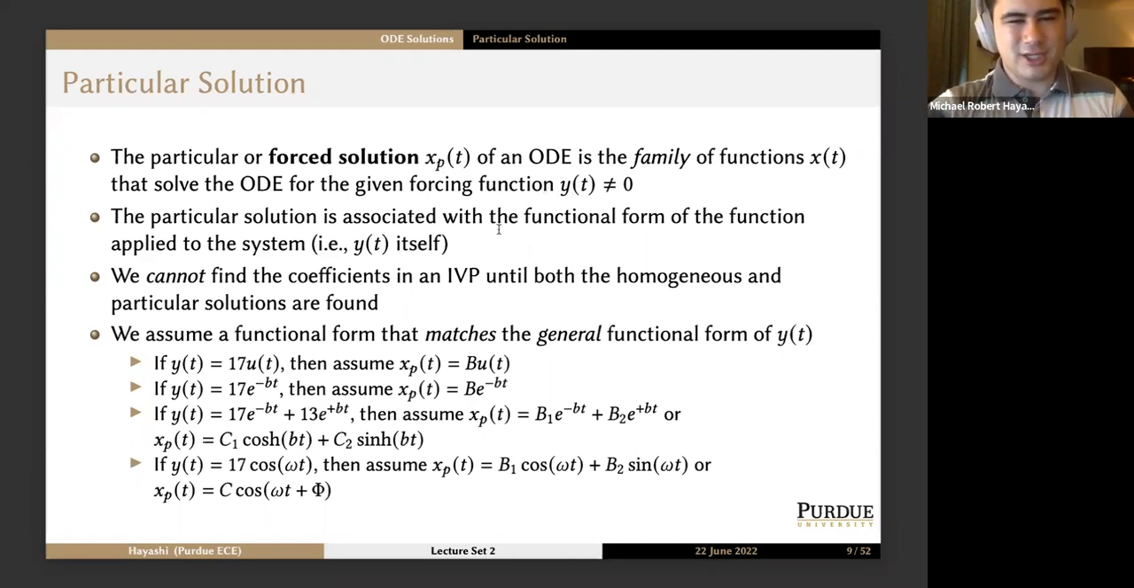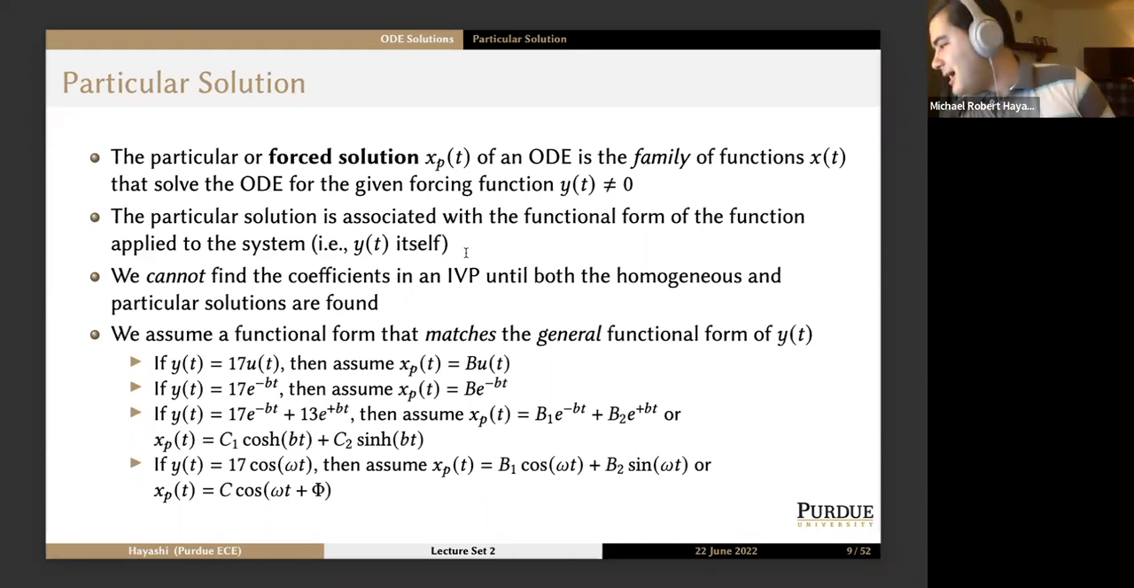The particular solution is associated with the functional form of the function applied to the system. So the particular solution is the part that solves the differential equation because we chose a very specific forcing function. Because of that choice of forcing function, we expect something that looks like the forcing function to appear in the output as well, in this sort of linear constant coefficient differential equation case.